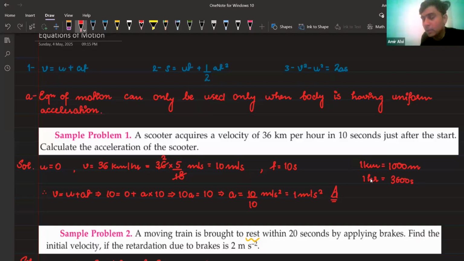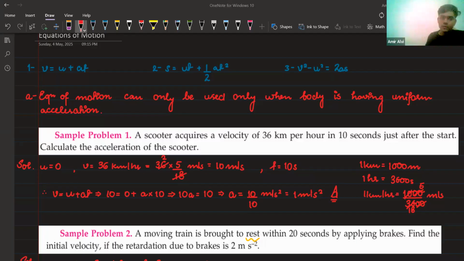So Naisha, 1 kilometer per hour means 1,000 divided by 3,600 meter per second. That means the 100 will cancel out and this is 5 by 18. So 1 kilometer per hour is 5 by 18 meter per second. Here, how many kilometer per hour is there? 36. So we have to multiply 5 by 18 with 36 to get the answer in meter per second. Did you get my words now? Yes, sir. Now I got it.